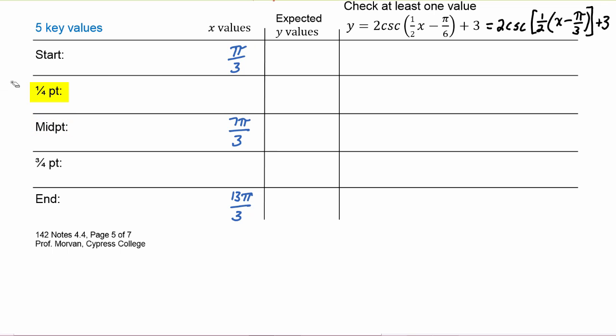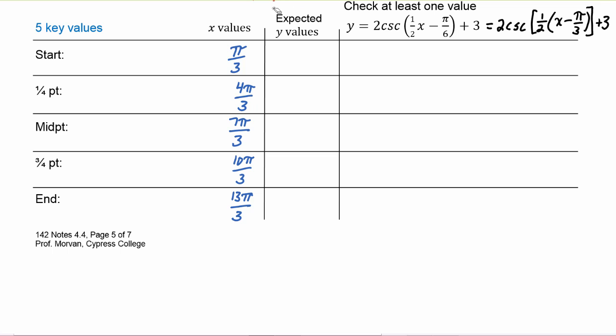For the quarter point, we're going to add pi, and 7 pi is 8 pi. Half of that is 4 pi over 3. To find the 3/4 point, we'll add 7 and 13 is 20, so half of that will be 10 pi over 3. Or you can always show the work. If you can't do those in your head, that's okay. Just show the work, write it out, add them up, divide by 2, which really means multiply by a half.